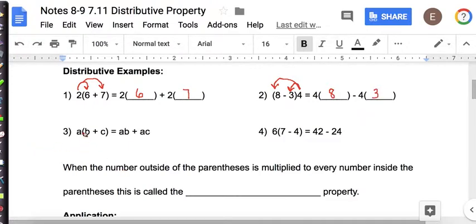Now we can also do it with letters. So look at example number 3. The A needs to get distributed to the B, and the A needs to get distributed to the C. So A times B plus A times C.